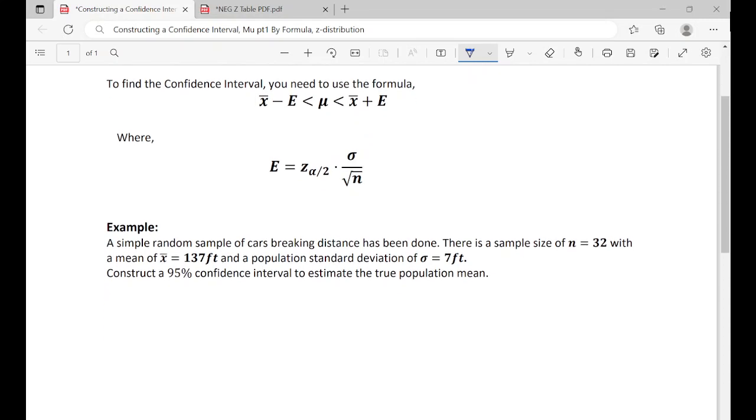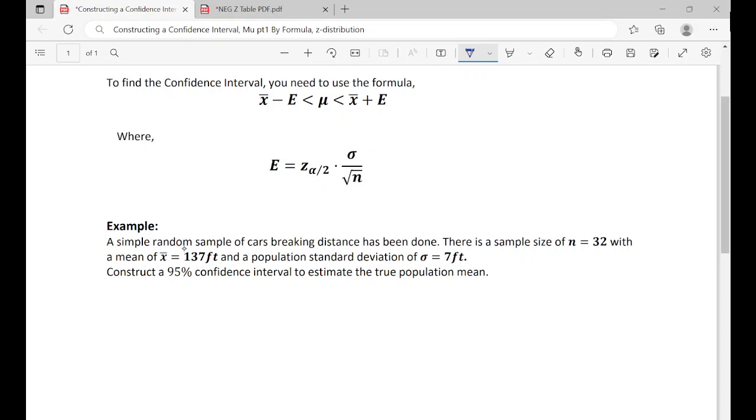So let's look at an example. A simple random sample of cars' braking distance has been done. There's a sample size of n equaling 32 with a mean of 137 feet and a population standard deviation of 7 feet. We are going to construct a 95% confidence interval to estimate the true population mean.